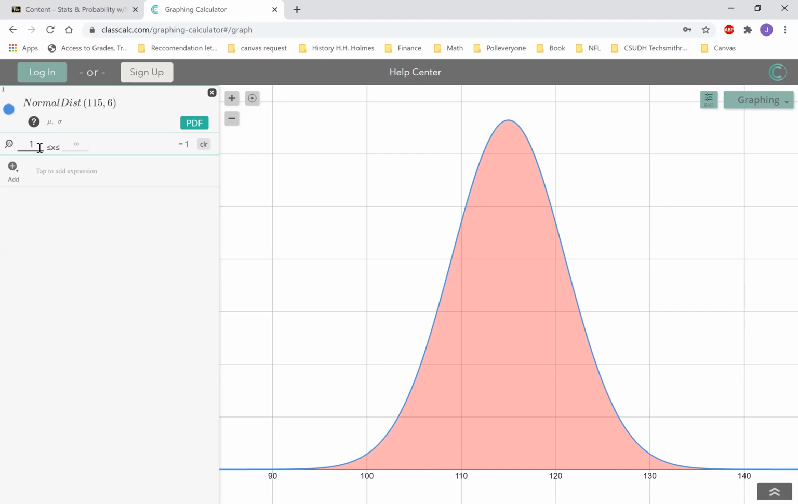Lower bound should be 100. Upper bound should be 110. And if you look right there, you get 0.19611. But I just rounded it to 0.20 to make it easier on you. All right, but that's it for part C. Any questions in regard to part C? All right, so we're going to do D and then E.